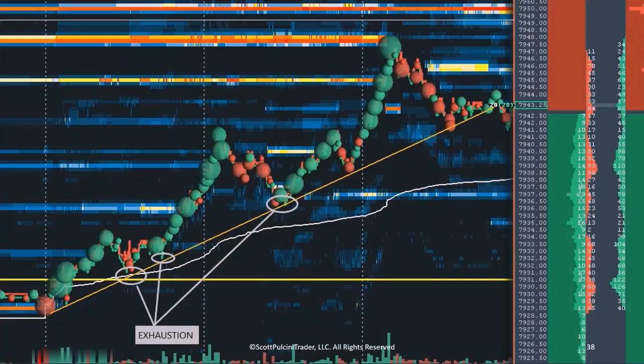trend line possibly. Also, because if you see a break of the trend line with volume, you want to see volume pushing the price down, then you don't want to be long anymore.